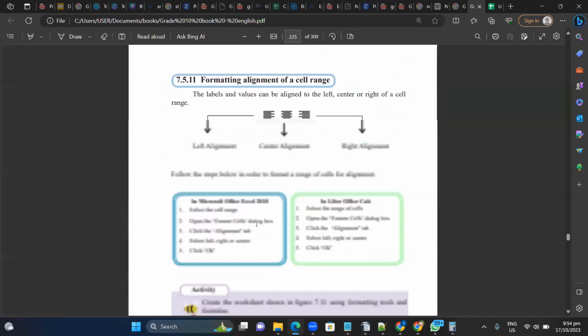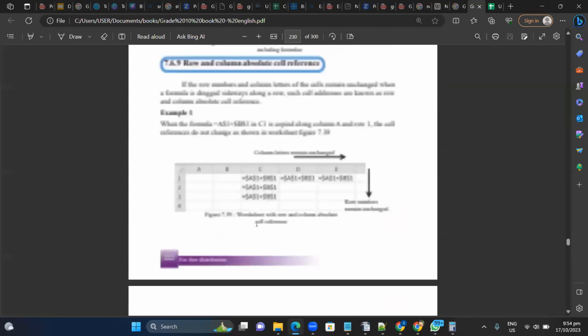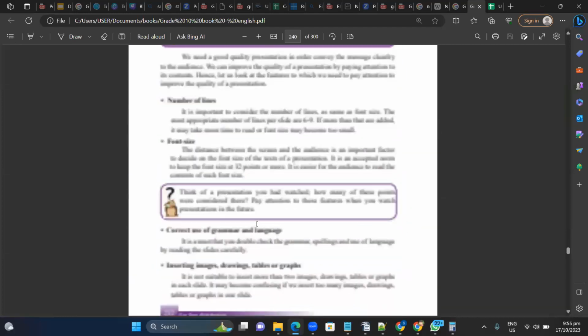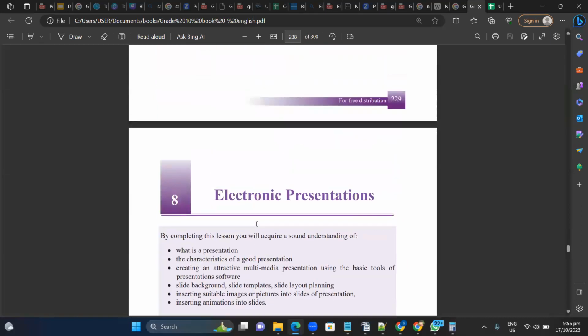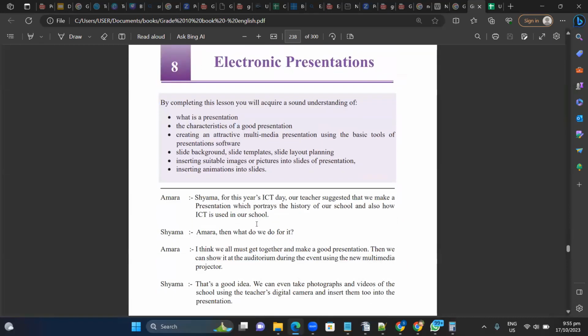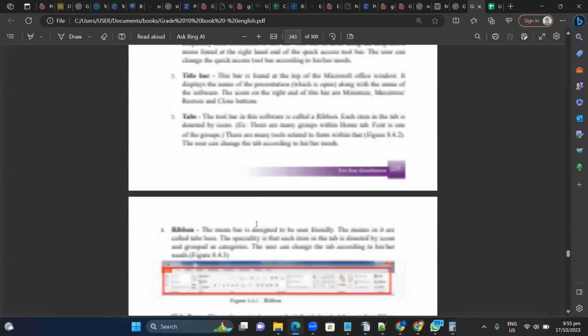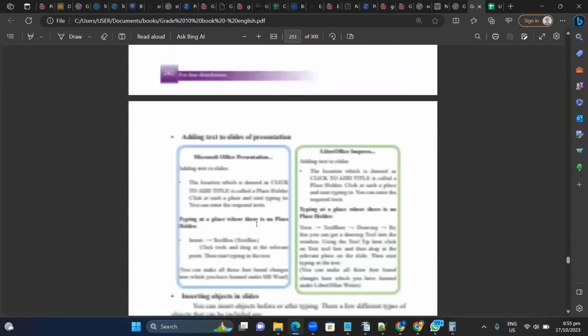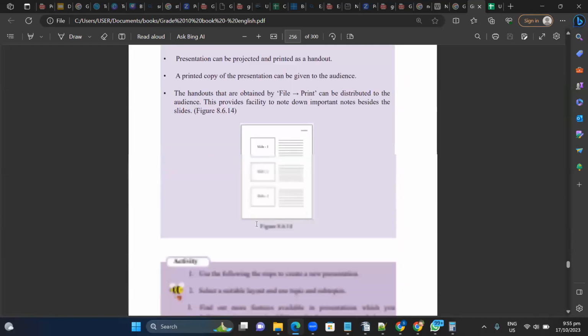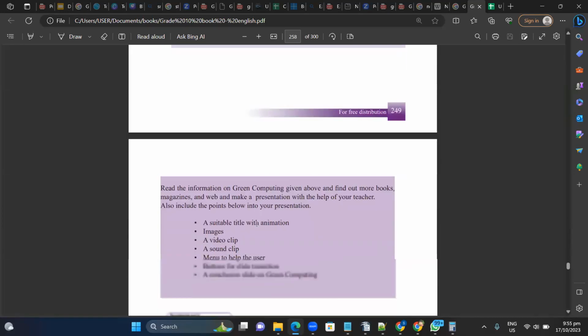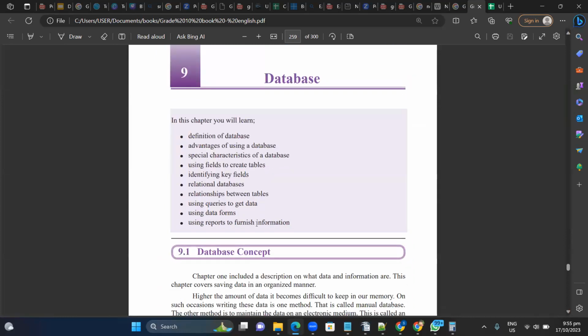With that, we have officially finished our lesson. What is remaining is the presentations, the electronic presentations. I will try to do the presentation part within 1 day. Probably next week, I will be finishing the presentation part. After that, the database part. So our target is to finish the syllabus by mid-November, right?